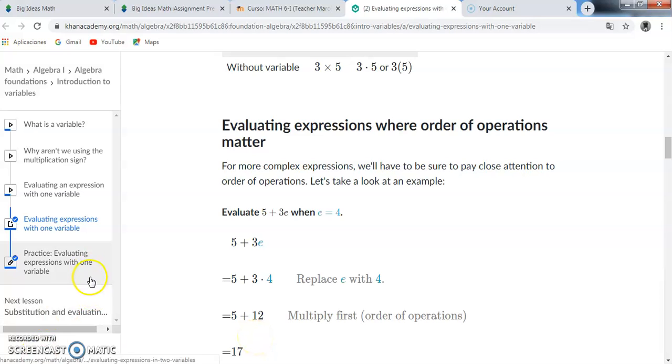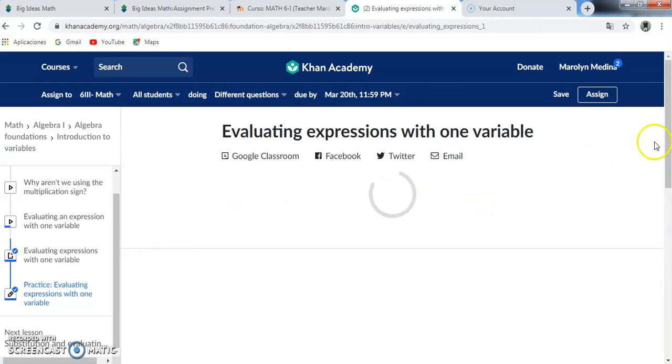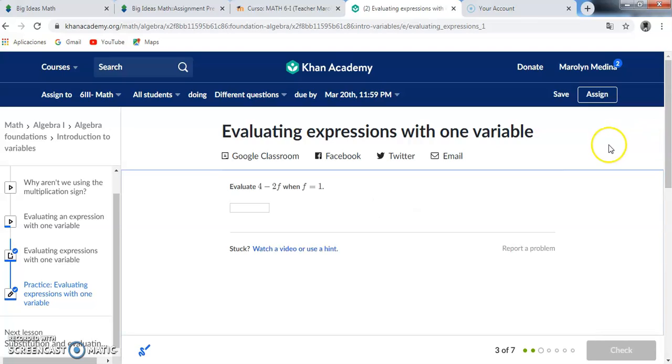After you have watched the video, after you have read the review and checked your understanding, you're going to do the practice. In this practice, I'm going to work this exercise with you. So I have 4 minus 2f. First, I need to replace the value of f. So I have 4 minus 2 times 1.